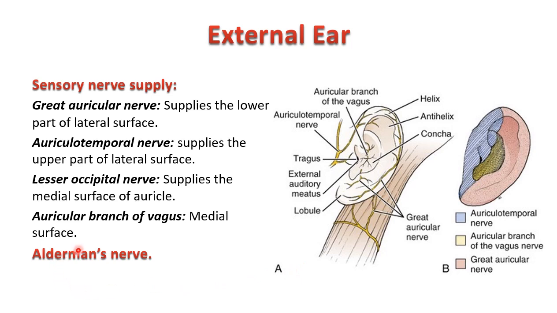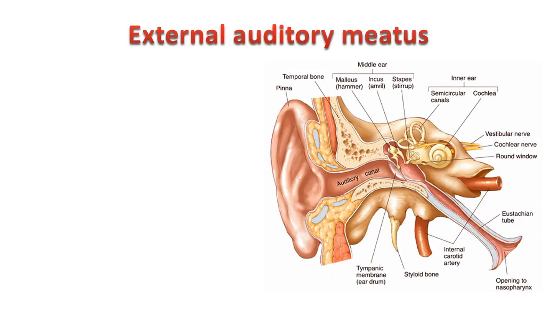So I will come to the details of this, why it is called Arnold's nerve, in a couple of slides. Okay. So now, with the details of the external ear, mainly the auricle or the pinna, we will move on to the external auditory meatus.